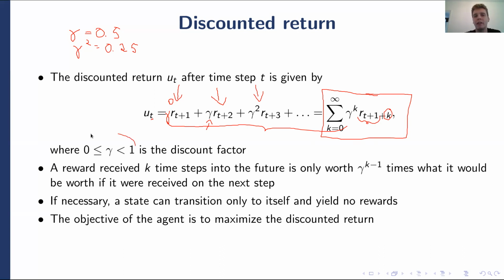So this gamma factor basically controls how future-oriented the agent is. The closer to 1 this gamma is, the more the agent values rewards that come later, and the closer gamma is to 0, the less the agent values rewards that come later.